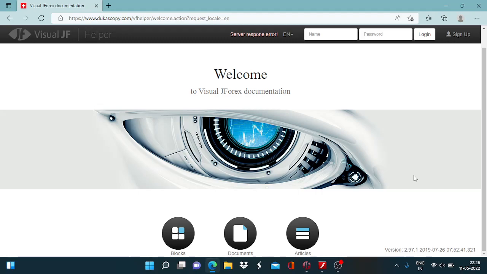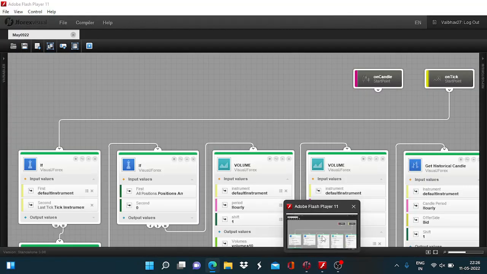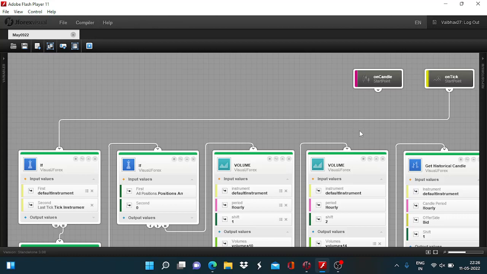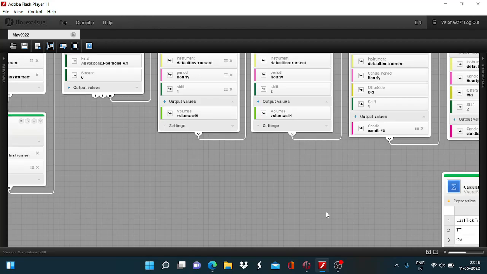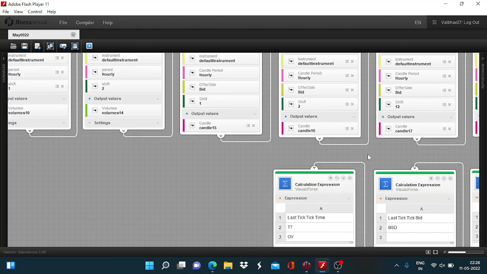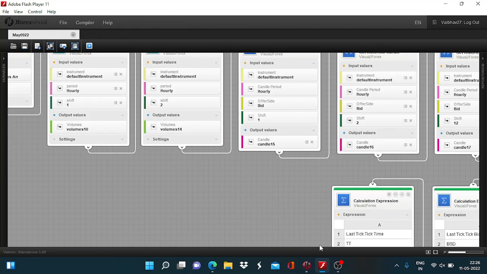Myself Vaibhav. I welcome all of you to today's session of Visual JForex, in which we will be working with the indicator volume to look for the optimum trade entries for the instrument of choice. So we will see how we can take advantage of this indicator to look for the optimum, profitably higher probability trades. So this is the setup so far.